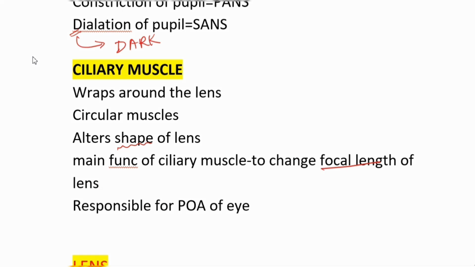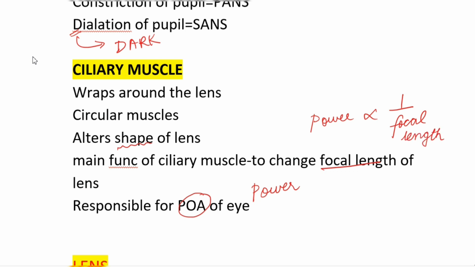So the next structure is the ciliary muscles. Ciliary muscles are circular muscles which are present as a wrap around the lens. The main function of the ciliary muscle is to alter the shape of the lens. By altering the shape, the focal length of the lens changes, and thereby the power of accommodation of the eye changes. So focal length and power are inversely related to each other, right? So since the focal length of the lens is changing, the power is also changing.